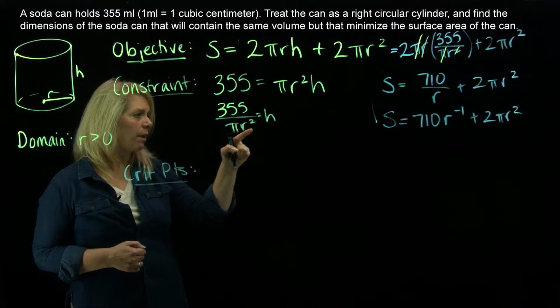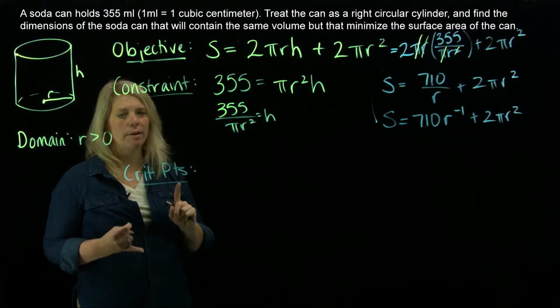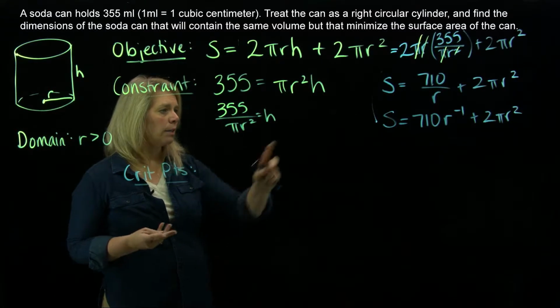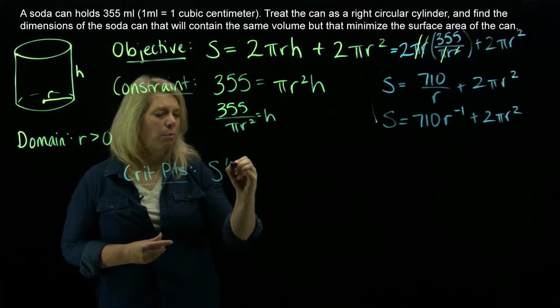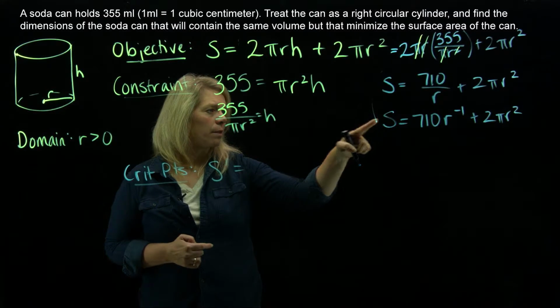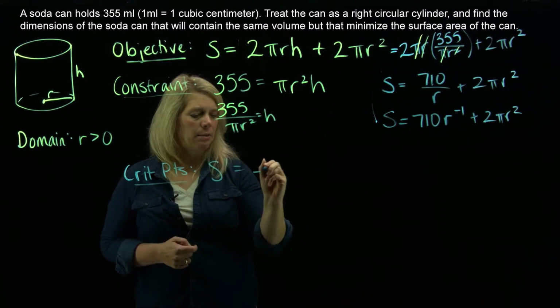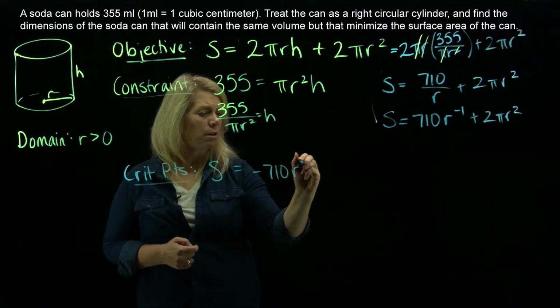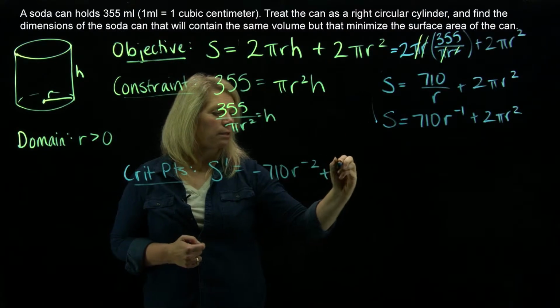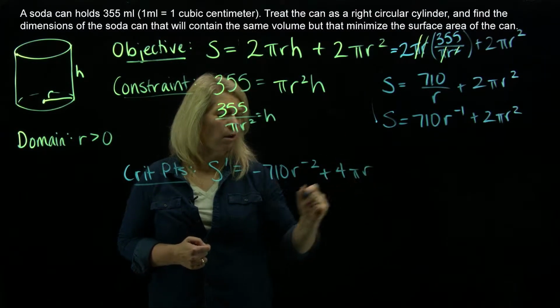Okay, so I need a derivative, and I want to think about where that derivative does not exist and is 0. So derivative s prime, I'm going to use the derivative from this last form here. Bring down the exponent, negative 710 r to the negative 2 plus 4 pi r.